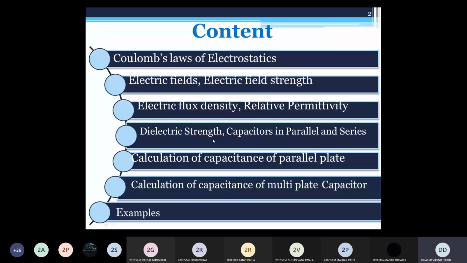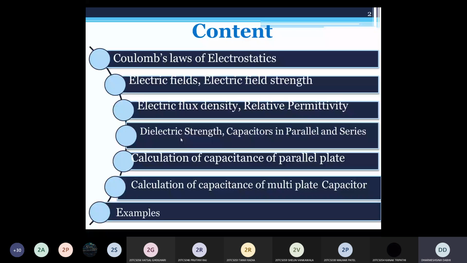Then we will see the capacitor in parallel and series connection, then its related examples, capacitance calculations for a parallel plate capacitor, and calculation of capacitance of a multi-plate capacitor. So this is the outline of chapter number 3, electrostatics. I think all of you learned these topics in your 12th standard, so just revise all these things.